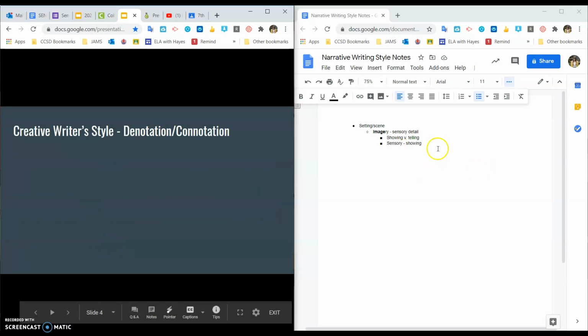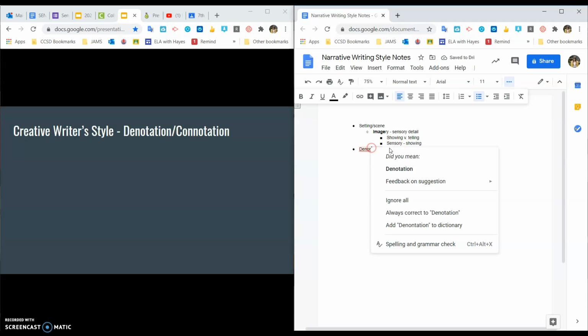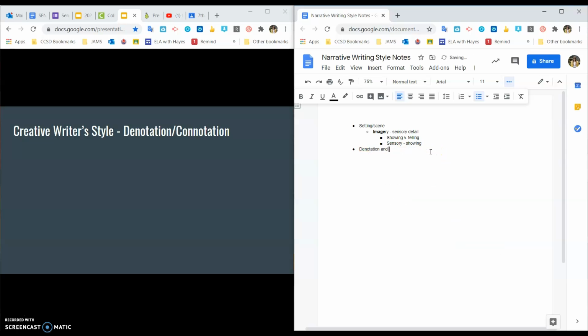So our next note is going to be denotation. Spelling is hard. And I still got it wrong. There we go. Denotation and connotation. Got that one right.